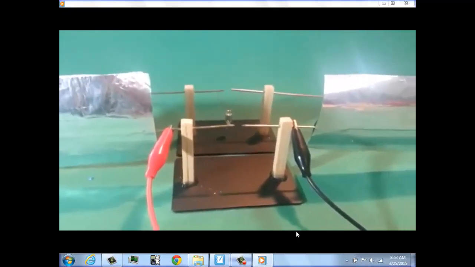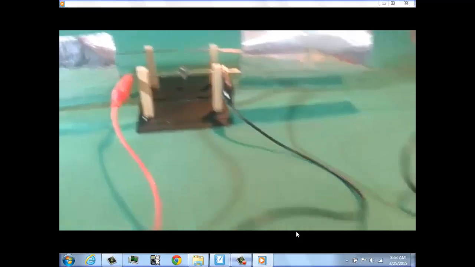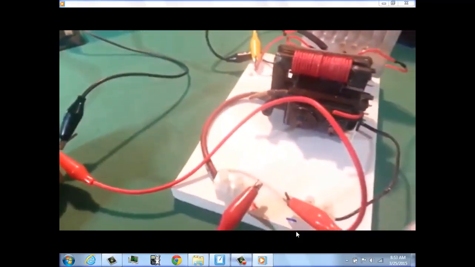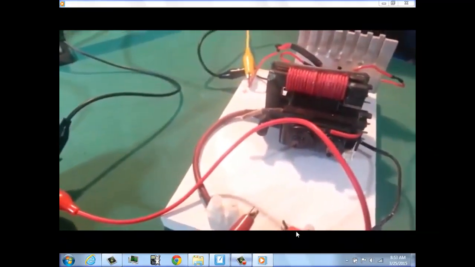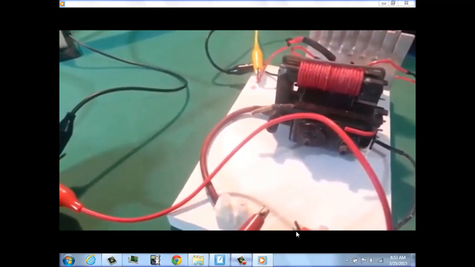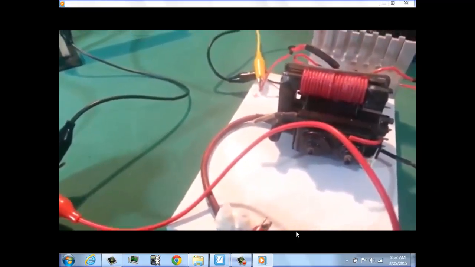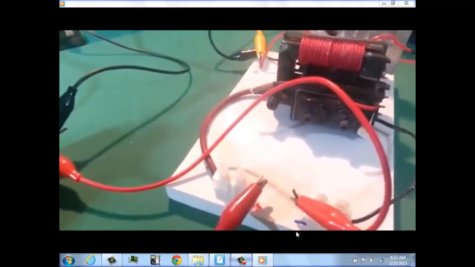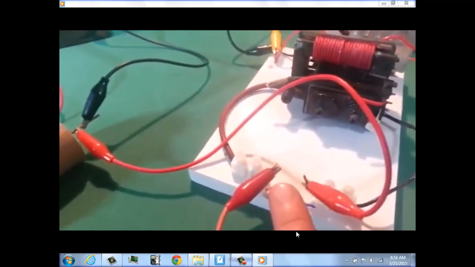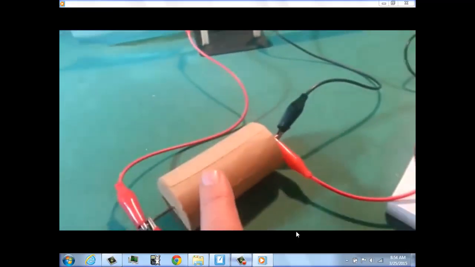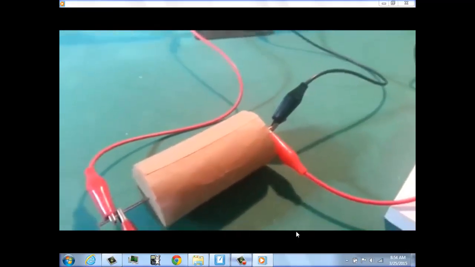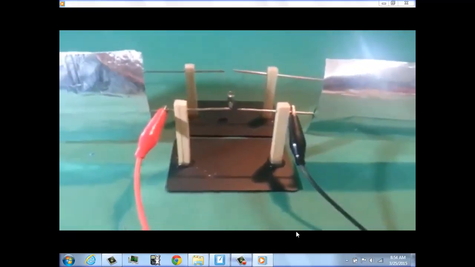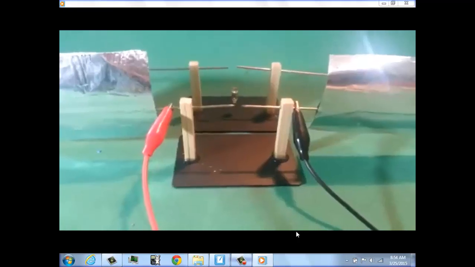We will now try a more powerful arrangement. We are using now high voltage power supply. You can build this power supply following the link to the video that is now on the screen. This power supply outputs several thousand volts. The output of the power supply is connected to this capacitor. The capacitor stores the energy, and the spark will be more powerful in our transmitting antenna.